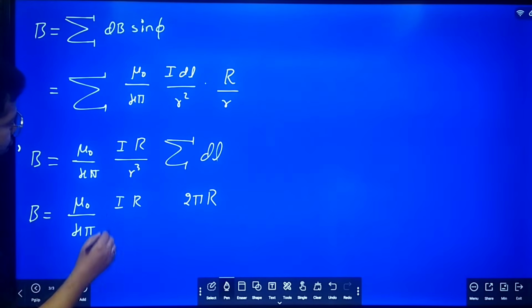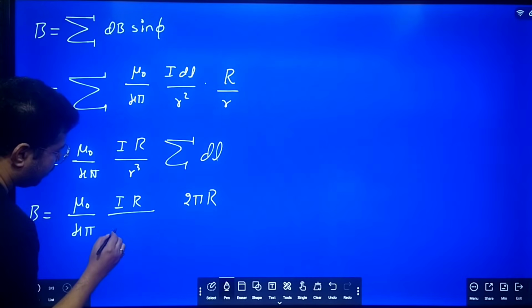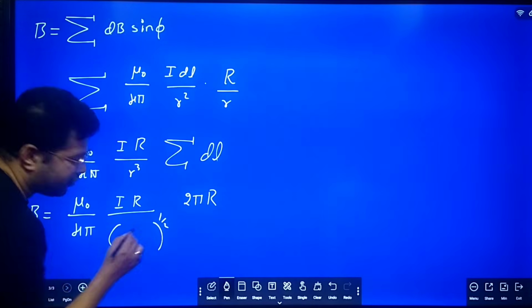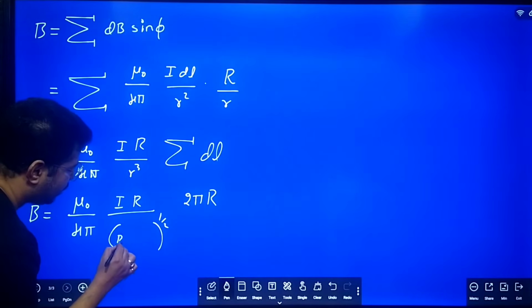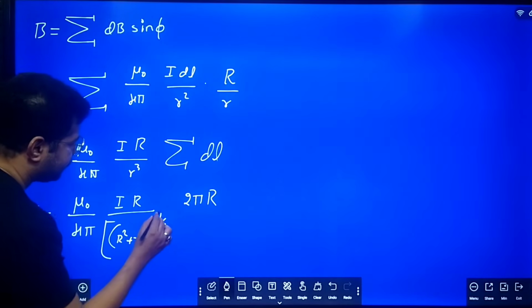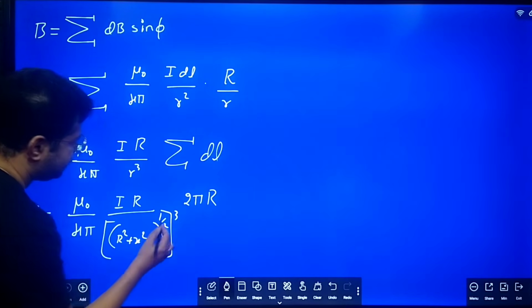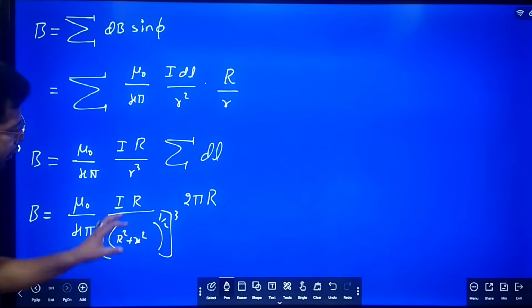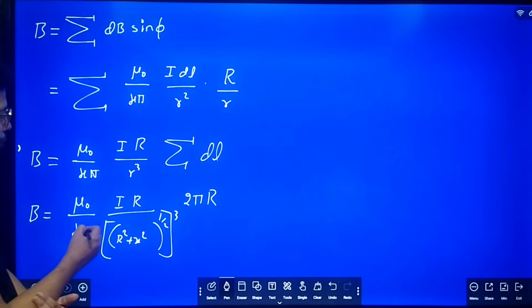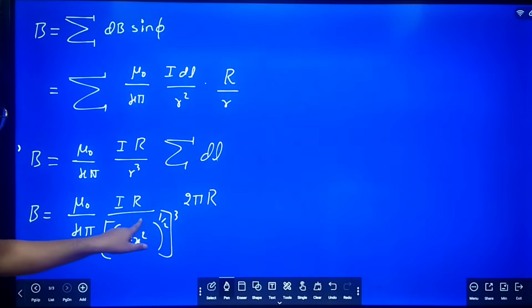So in the place of r cube, I will write square root, means to the power half, correct na? Square root of R square plus x square cube, correct na? Hope you can understand this. I have to write r cube, but what is r? r is equal to square root of R square plus x square, into 2 pi r. Now here, what happens? So this will be 3 by 2.